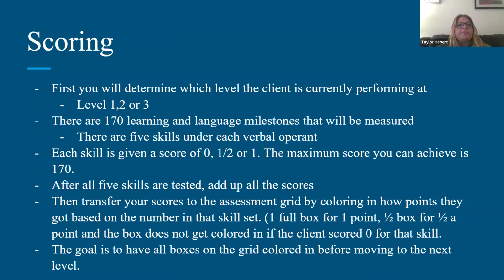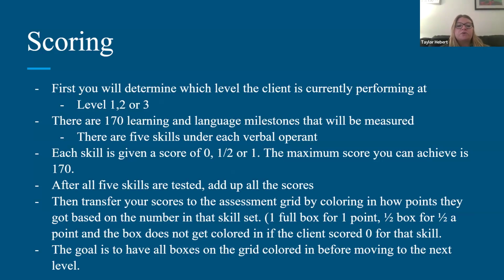For scoring, first you're going to want to determine which level the client is currently performing at. That's going to be either level 1, 2, or 3. There are 170 learning and language milestones that will be measured. Under the 170 milestones, there are 5 skills under each verbal operant. Each skill is given either a 0, a half point, or a point. The maximum score you can achieve is 170. After all 5 skills are tested, you add up those scores.